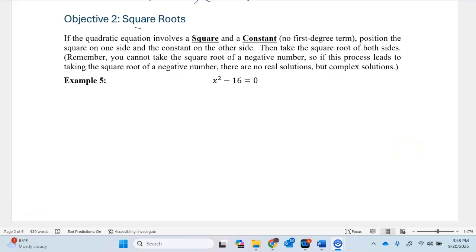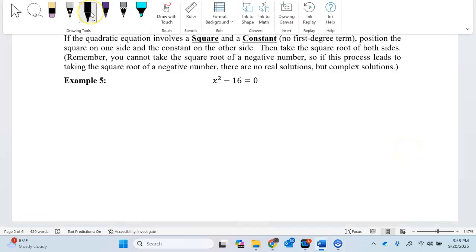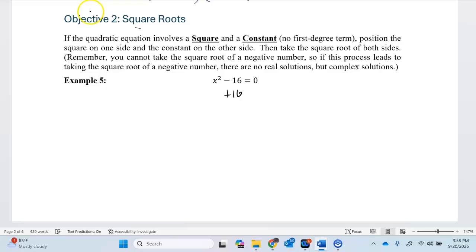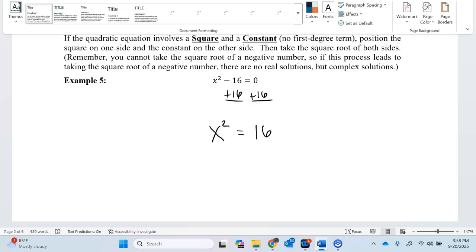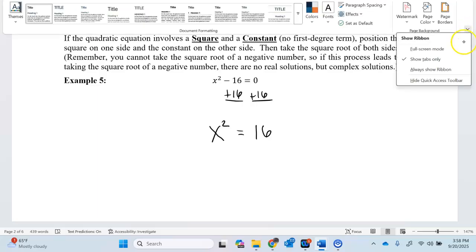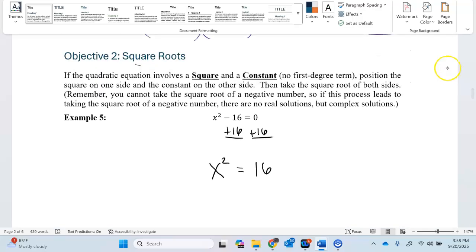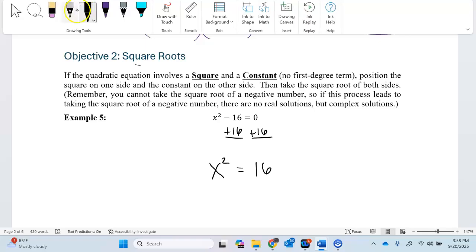The square root method. Maybe my favorite method because it's pretty easy. Add 16 to both sides. The goal here is to isolate your variable, not set it to 0, right? Just get the variable term by itself, and then solve by taking square roots.